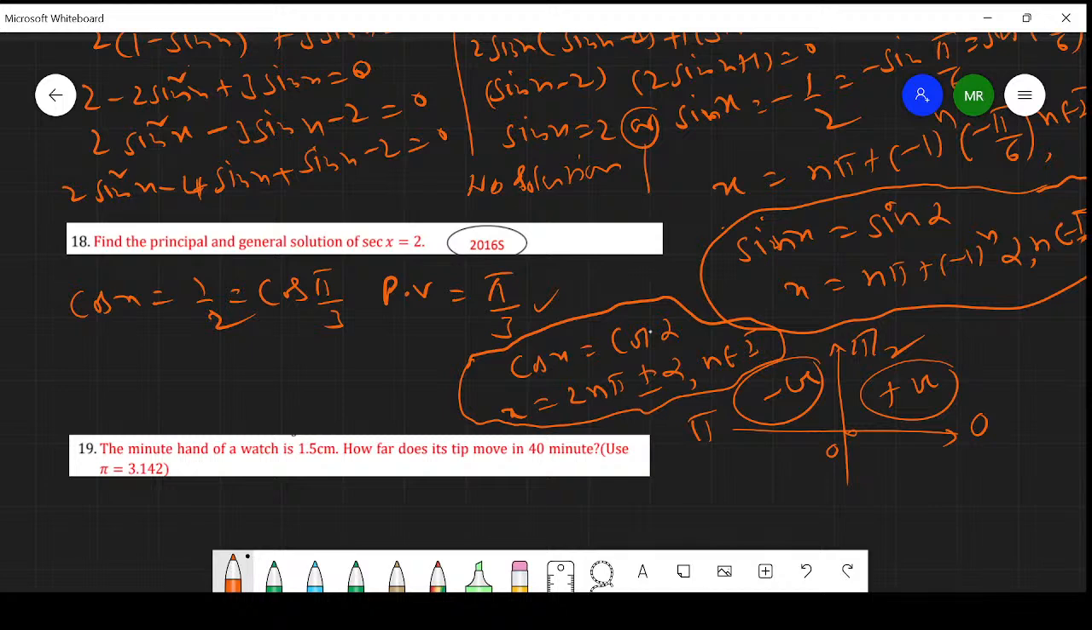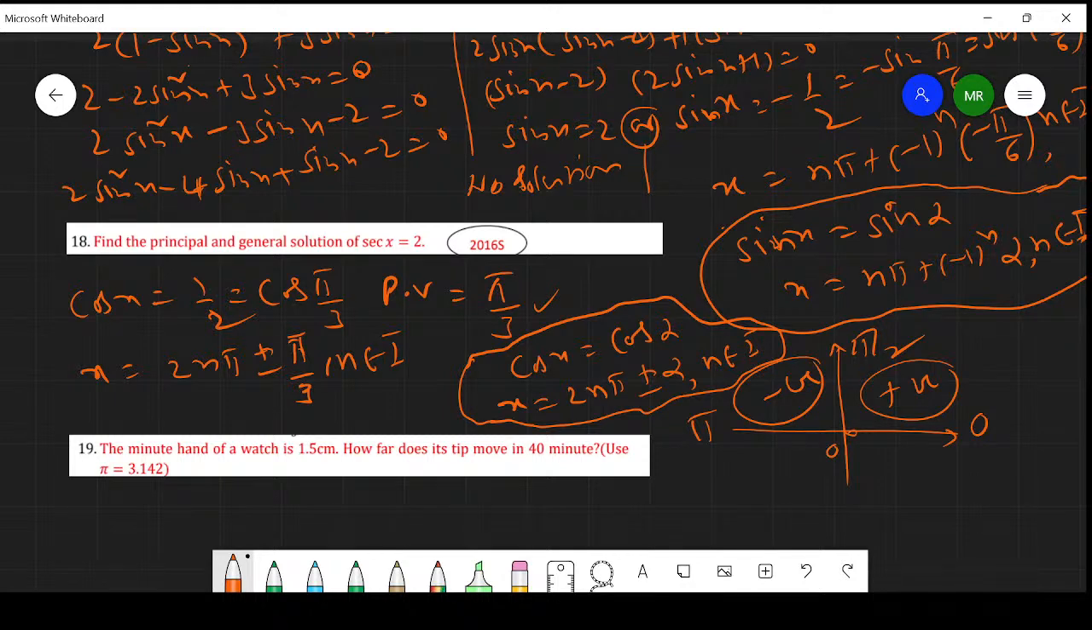When cos x is equal to cos alpha, x is equal to 2n pi plus or minus alpha, n belongs to Z. So here I can write x is equal to 2n pi plus or minus pi by 3. This is the general solution, n belongs to Z. Alpha means plus or minus pi by 3, and alpha is pi by 3.